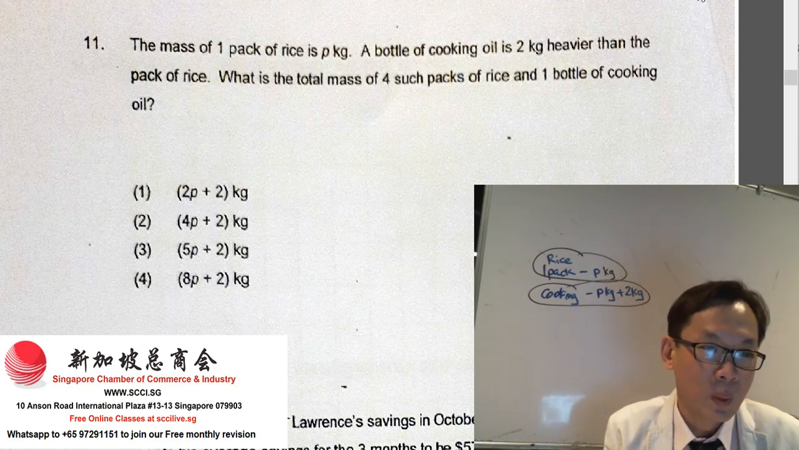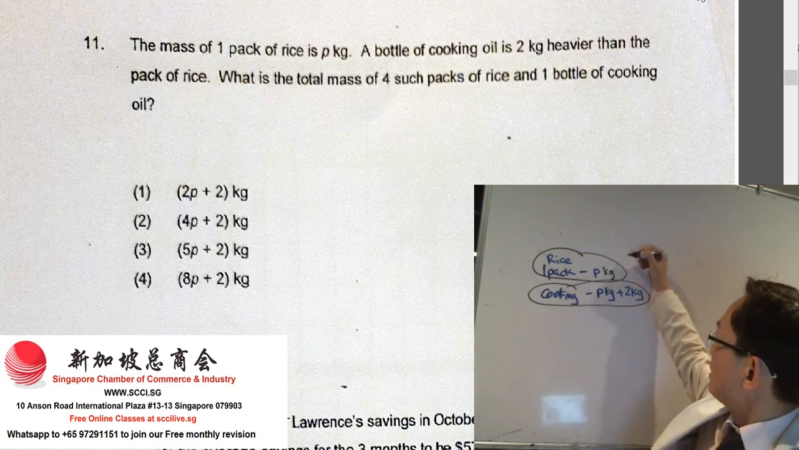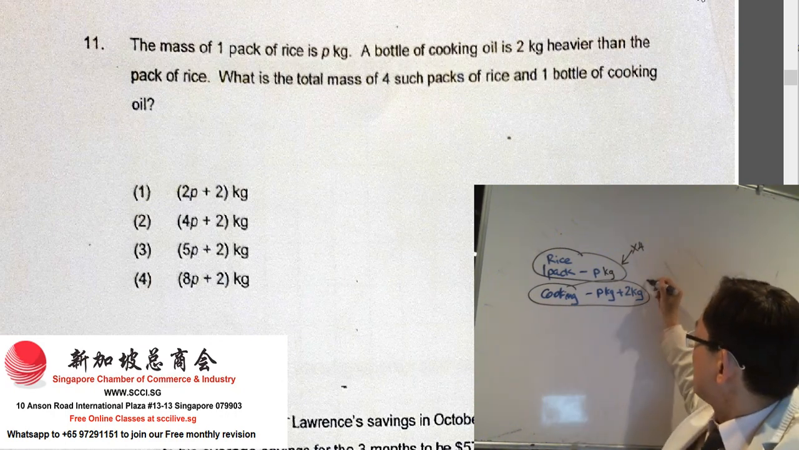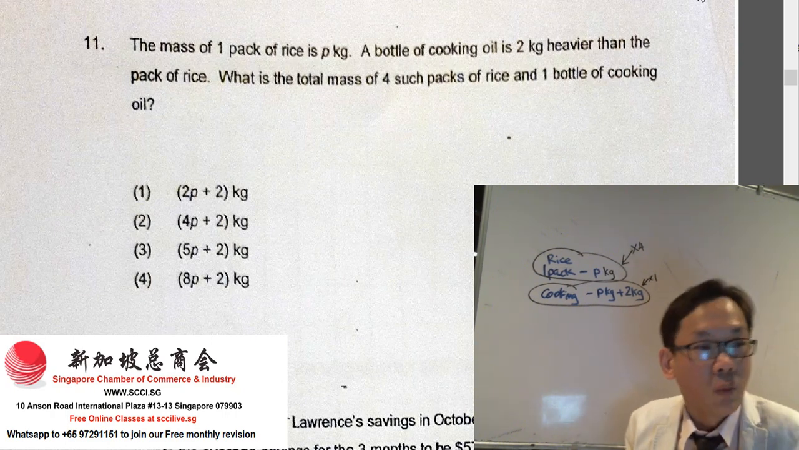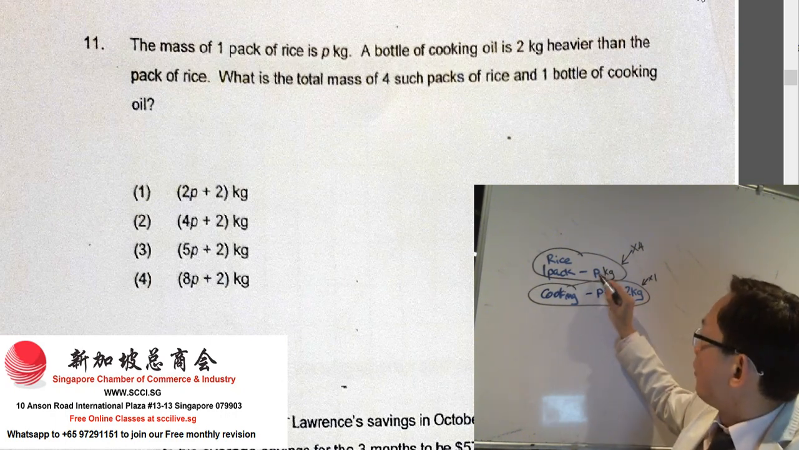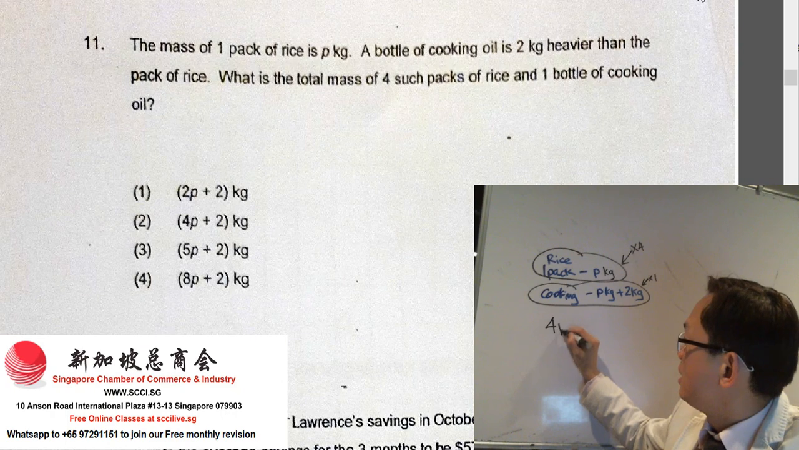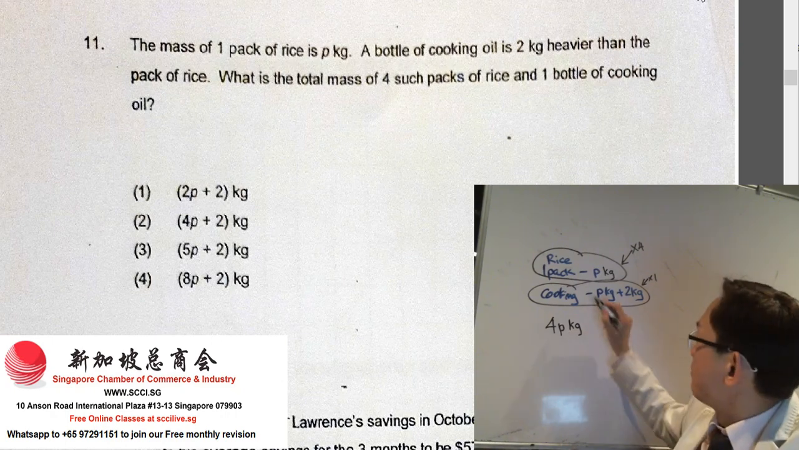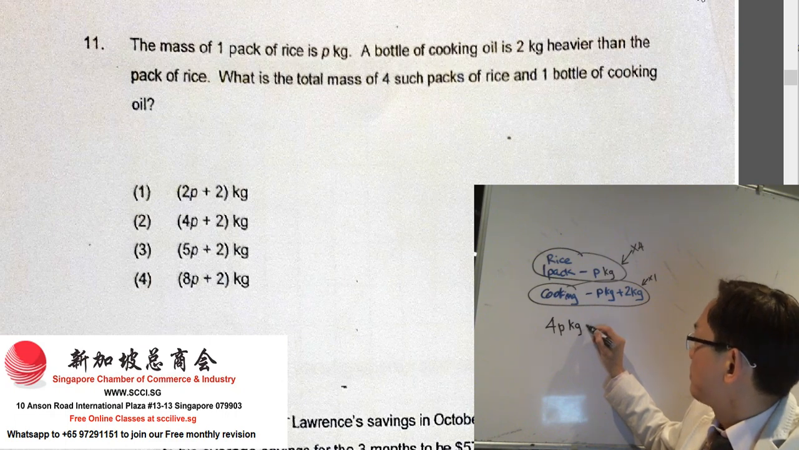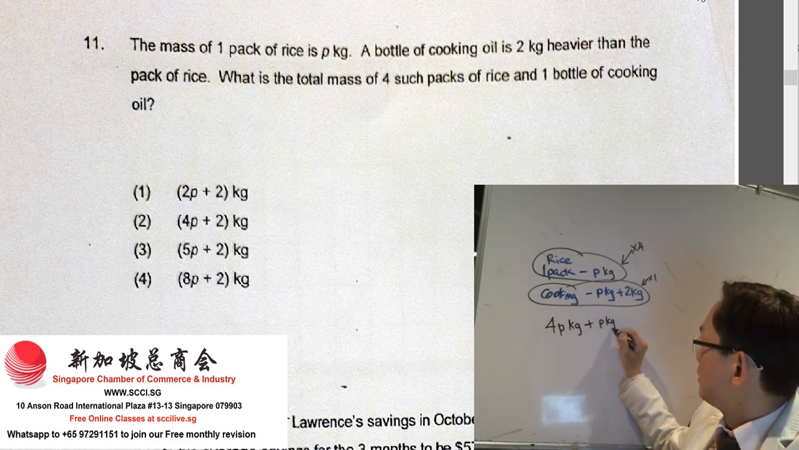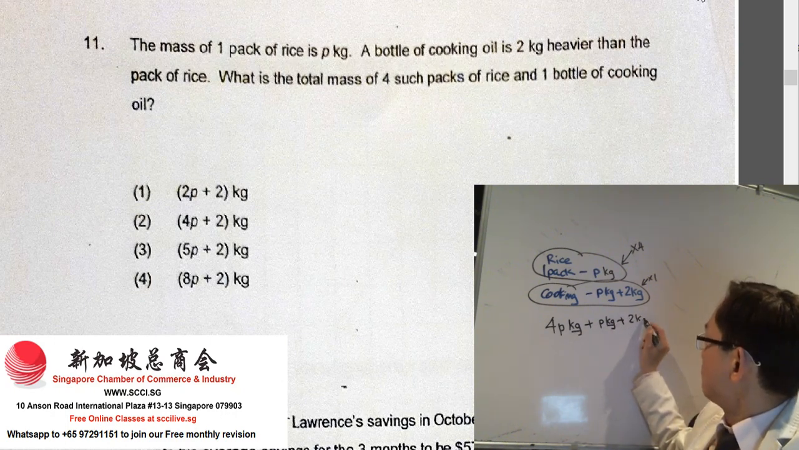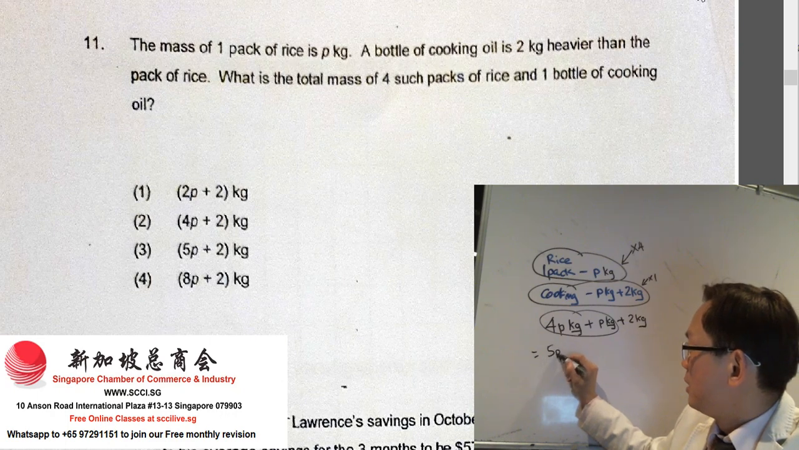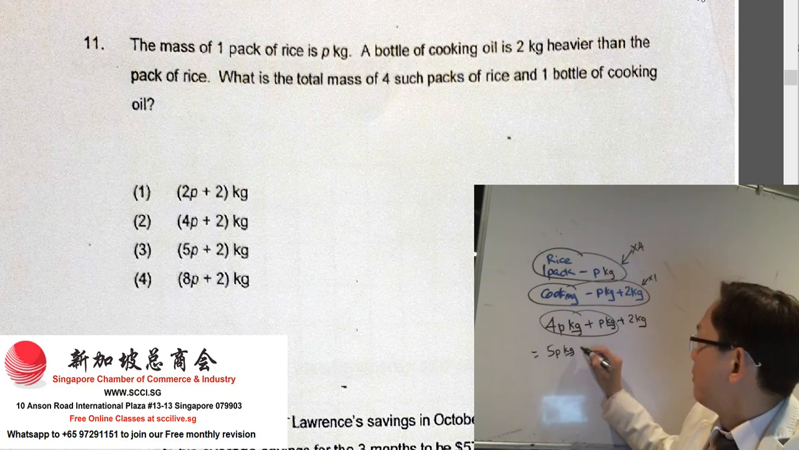Now they ask us the question. There are 4 packets of rice, so times 4, and there is 1 bottle of cooking oil, times 1. So what is the equation we can see? 4 packets times p kg is 4p kg. This is for the rice. Did we get it correctly first? Plus 1 bottle of cooking oil, which is p kg plus 2 kg. So in total, the p kg added together is 5p kg, plus 2 kg.